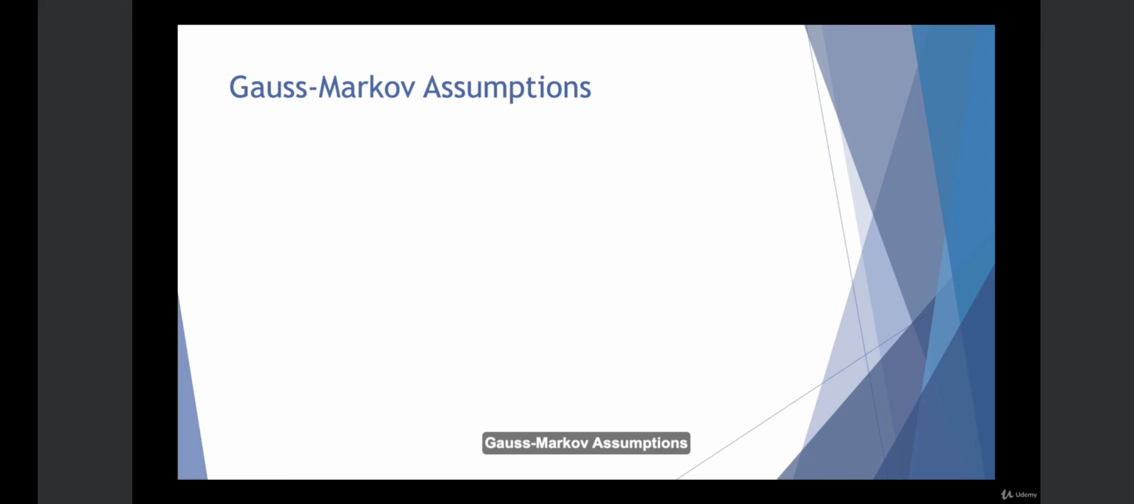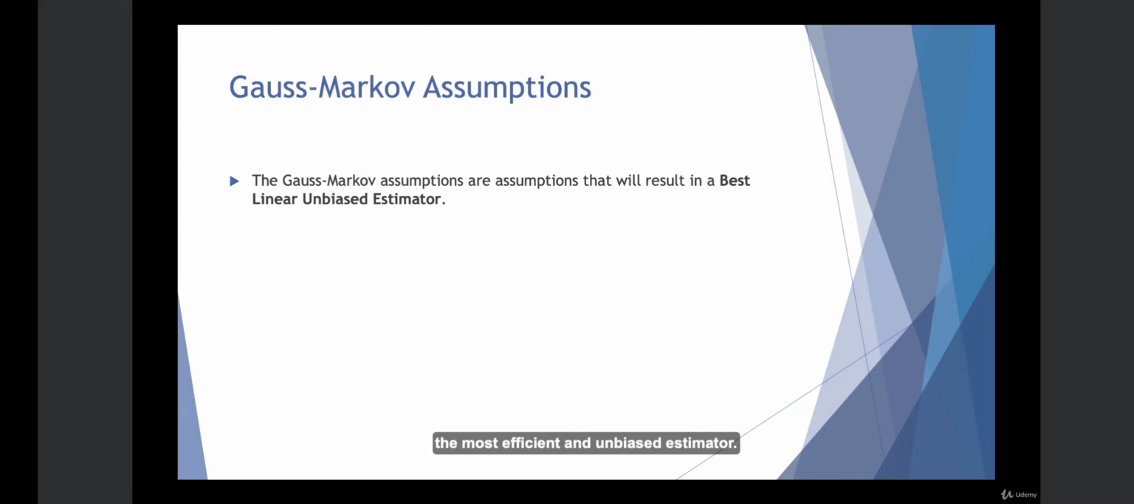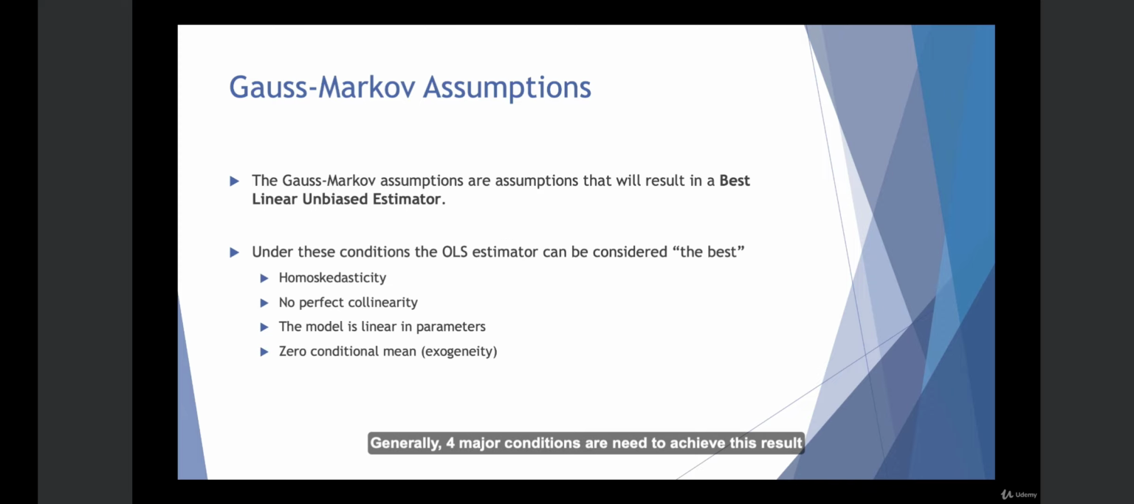Gauss-Markov assumptions. The Gauss-Markov assumptions are the underlying assumptions that make ordinary least squares the most efficient and unbiased estimator. Generally, 4 major conditions are needed to achieve this result. These are the homoscedasticity assumption, the no perfect collinearity assumption, the linear in-parameter assumption, and the zero conditional mean, sometimes called exogeneity assumption. Roughly speaking, the first 2 relate to efficiency, whilst the last 2 relate to bias. Let's explain each in turn and try to determine which matters most.